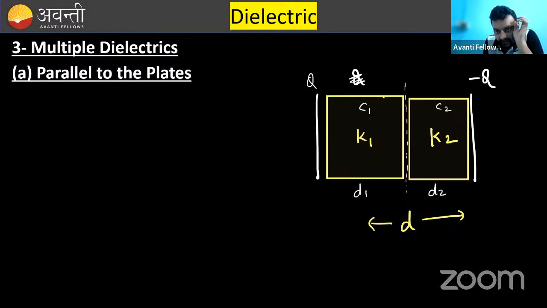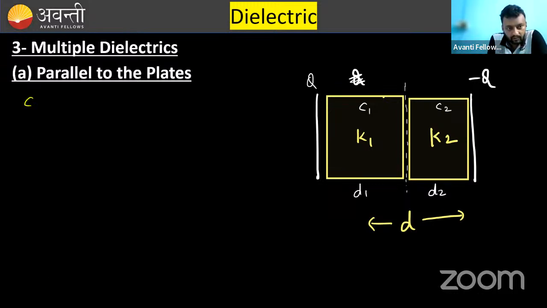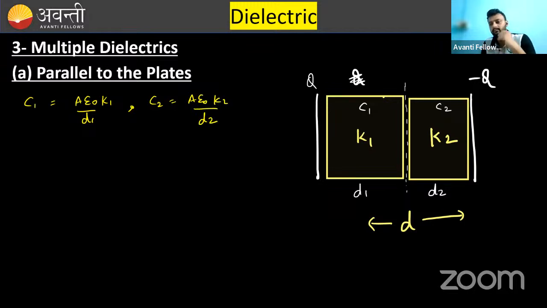All the dielectrics are placed, so at the interface there is a separation. It can form two capacitors. One is C2. Can you see that capacitance C1 is A epsilon naught K1 by D1? This is the capacitance, and the dielectric constant is K1. Similarly, C2 can be written as A epsilon naught K2 by D2. These are the two capacitors, and can you see that these two capacitors are back to back connected, so they are in series.